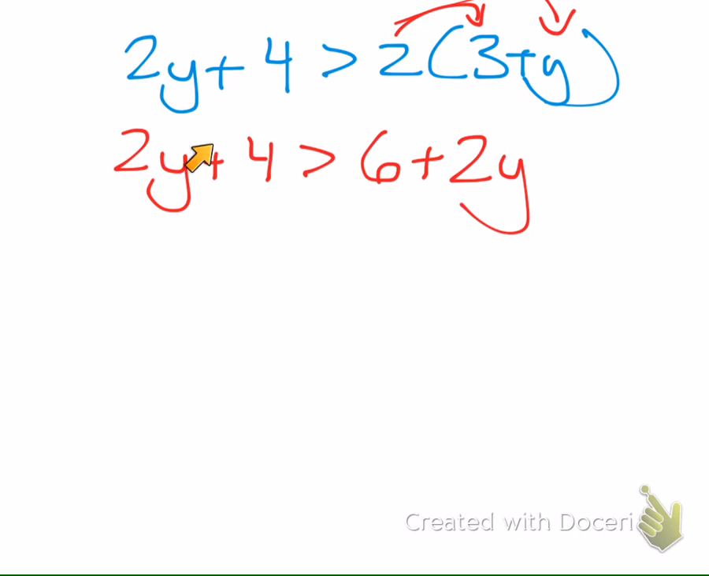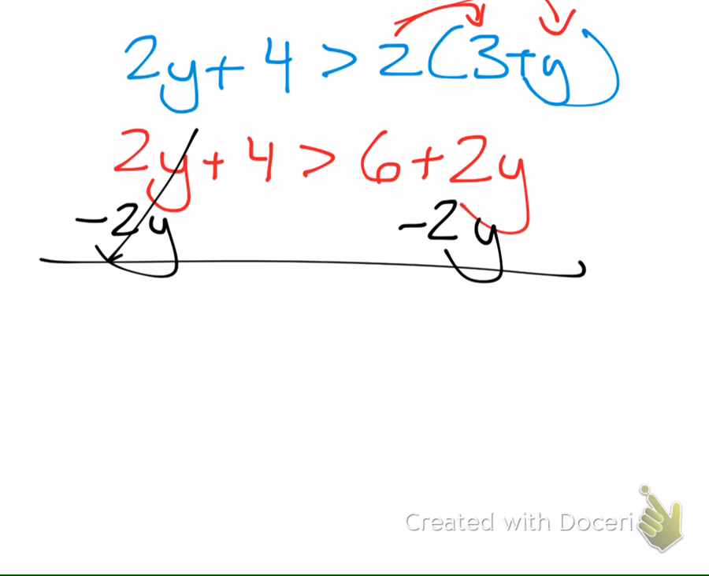No like terms that I can combine, so I need to start getting the variables on the same side. Since that's a positive 2y, I'll subtract it. That'll go away, which means I also subtract 2y on the other side. That leaves me with 4 on the left side, greater than 6, and then 2y minus 2y, that becomes 0, and that's all I'm left with, 4 greater than 6. The variables are gone. And I'm left with a false statement, right? 4 is not greater than 6.